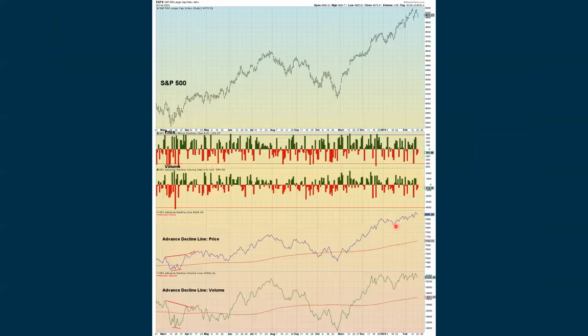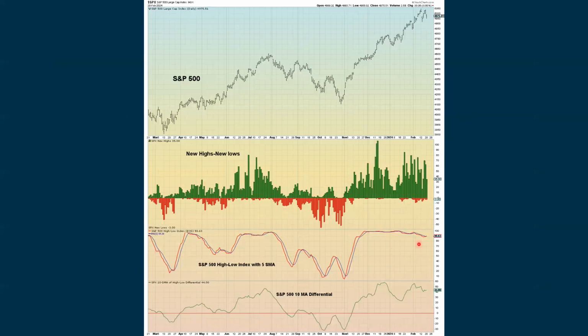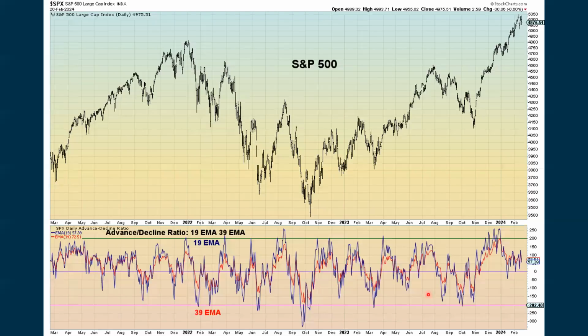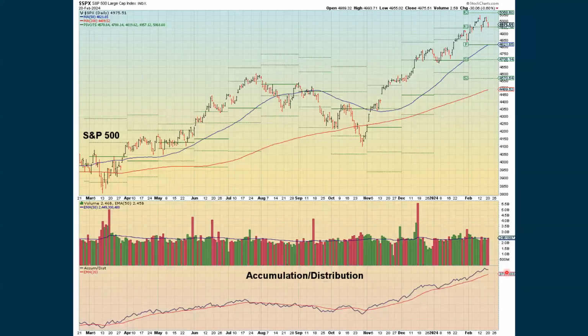Looking at our advance-decline line, we did decline based on price and volume, but we're still holding up for right now. We're turning back up with our new highs, new lows. We're seeing more new highs than we are new lows. We're also trying to go back up here with the 10 period. We're still above the 0 level with the advance-decline ratio, even though it did decline.